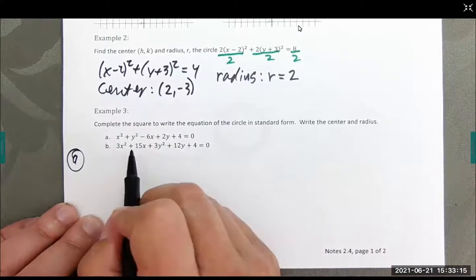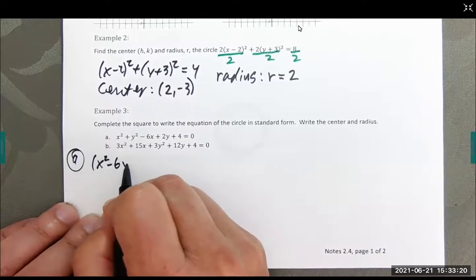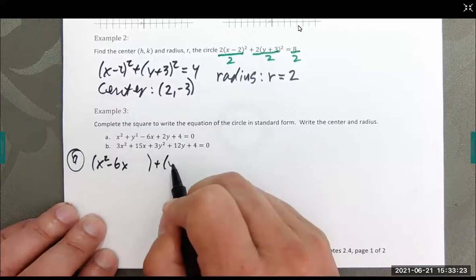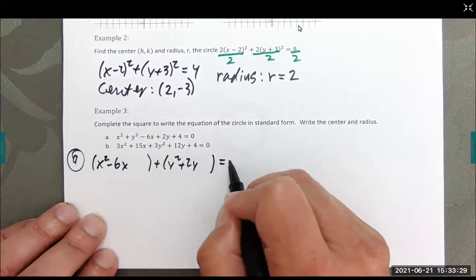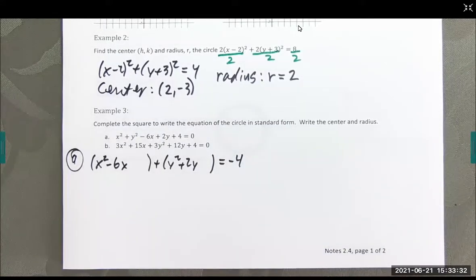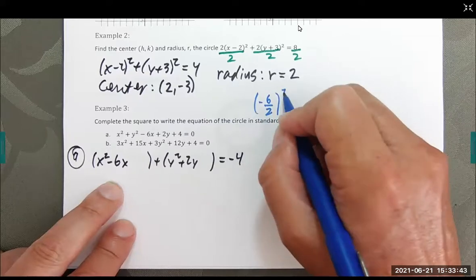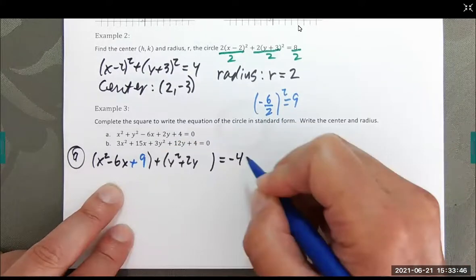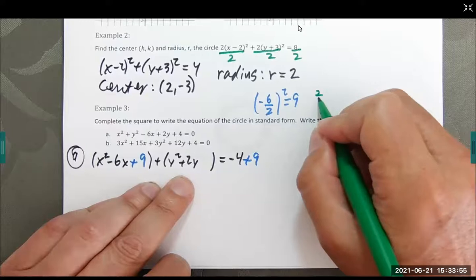What I'm going to do for part A is I'm going to gather my x terms together, gather my y terms together, and then move that 4 over. Now, if you recall, the way we come up with completing the square is -6/2. We cut it in half, and then we square it. And what we do with this one is we take, again, the 2, cut it in half, and square it.